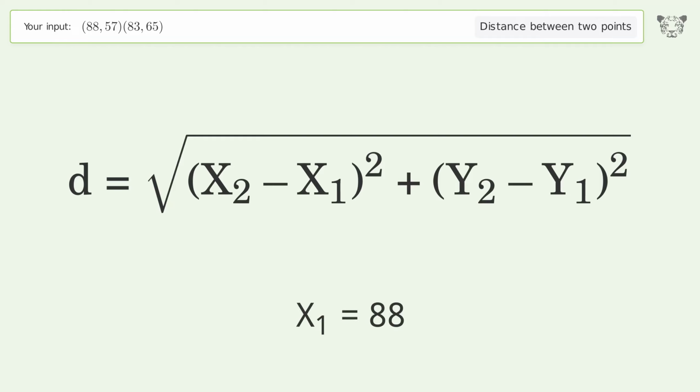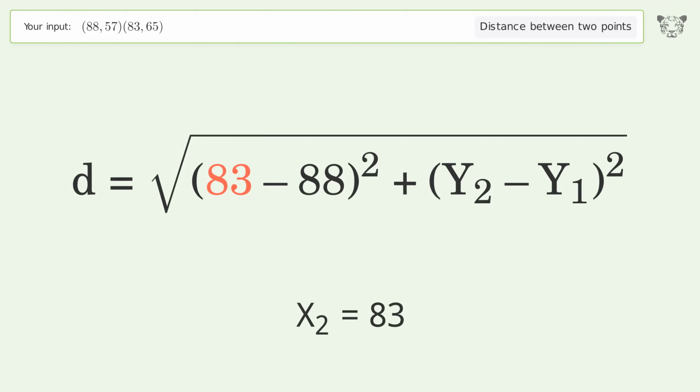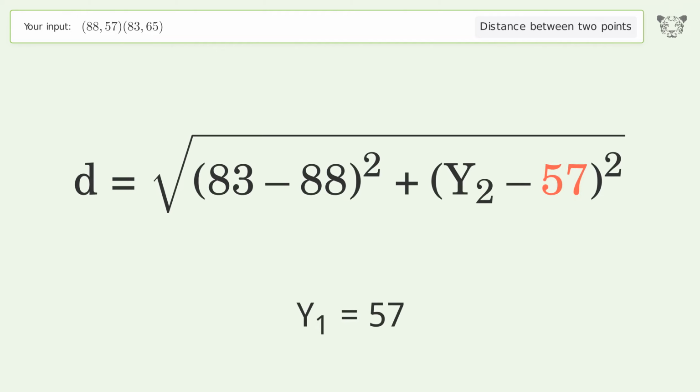x1 equals 88. x2 equals 83. y1 equals 57. y2 equals 65.